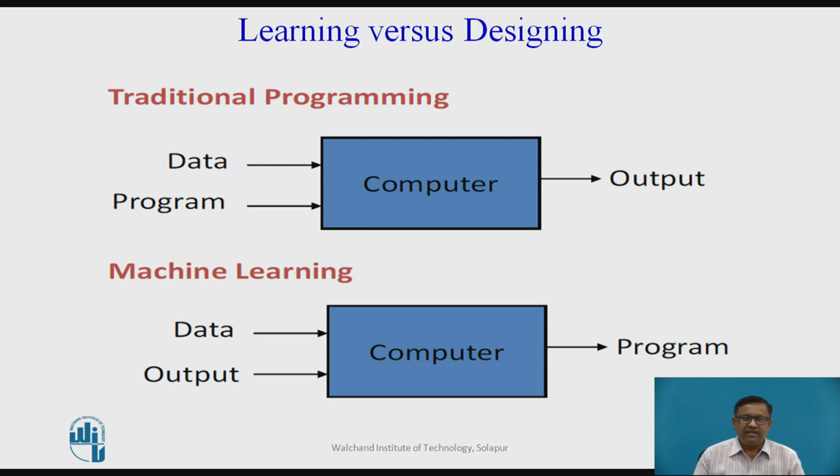In traditional programming, the input is data and a program, and the output is the computer-generated result of the data on which the program is working. Whereas in machine learning, the program is not given, but the computer learns from the data and generates some output, and that output is fed back again to the input, and this way it generates the system which is a trained one, and that is called the program.